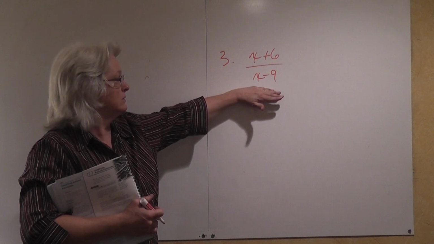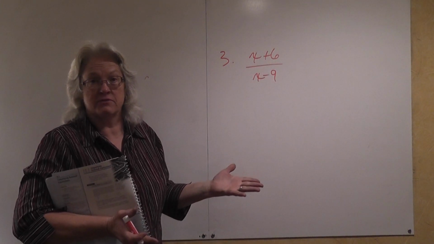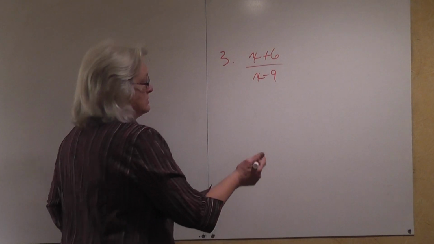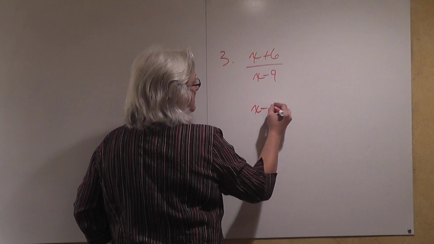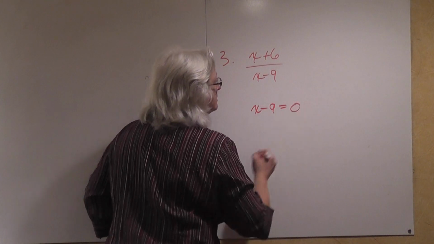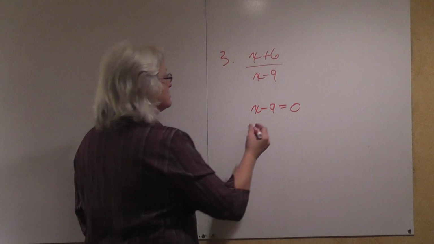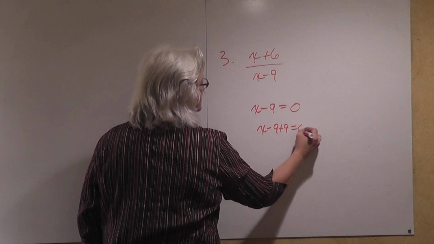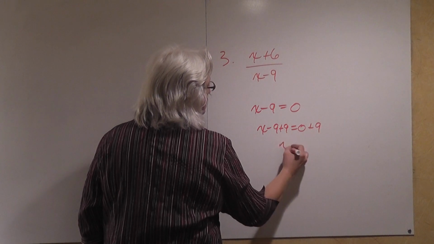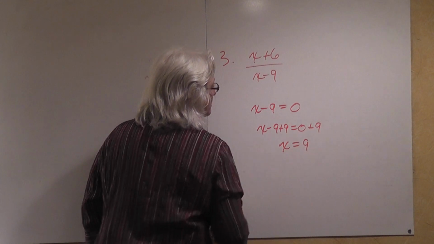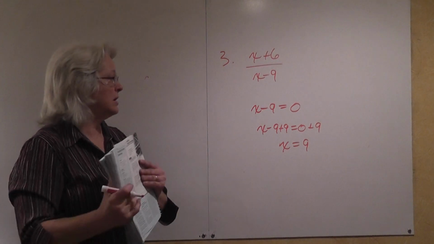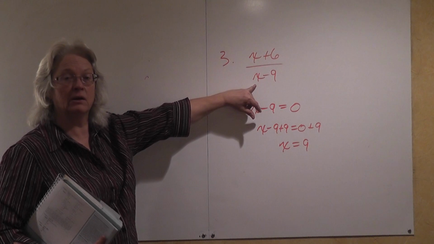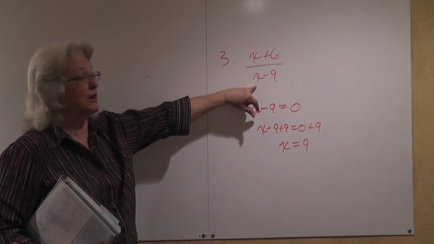x minus 9. How are we going to figure out when that has a value of 0? Well, you very simply take that bottom binomial and see what happens. If you say that x minus 9 is equal to 0, go ahead and solve that equation for x by adding a 9 to both sides of the equation. So if x is equal to 9, we substitute a 9 in there. We're going to put a 0 in our denominator, which we're not allowed to have.